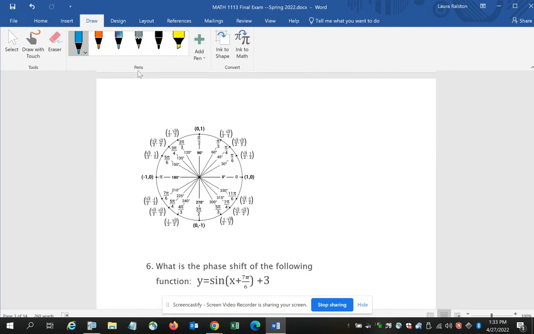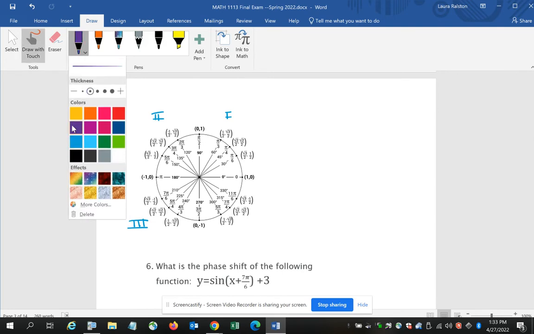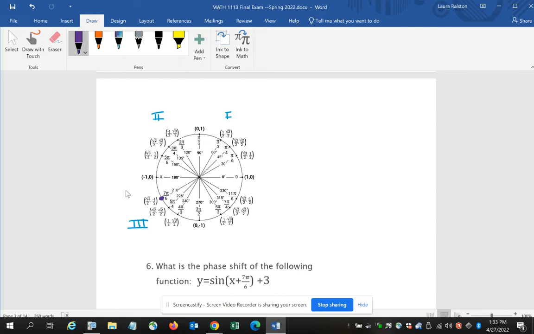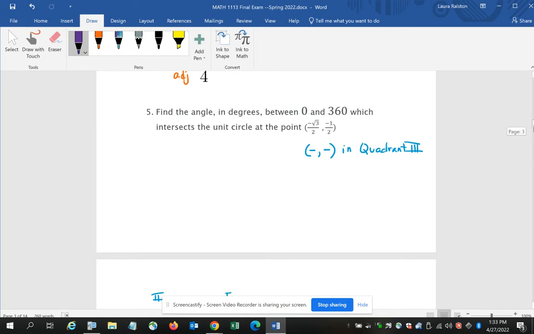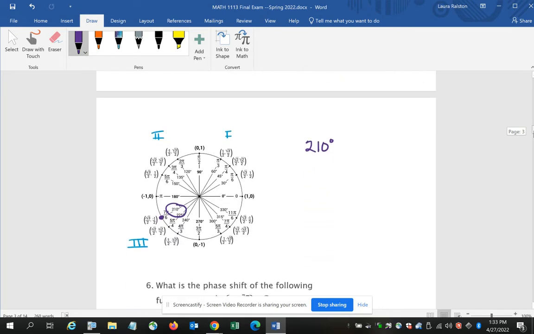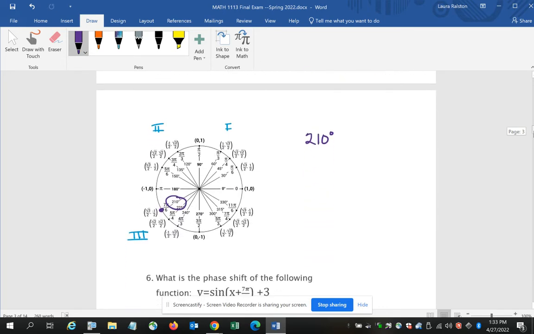Okay, so looking at my unit circle, you have quadrant 1, quadrant 2, quadrant 3. And I'm looking for the ordered pair -√3/2, -1/2, which corresponds to this point here, which is 210 degrees. Okay, so the angle in degrees between 0 and 360, where the circle intersects -√3/2, -1/2, is at 210 degrees.